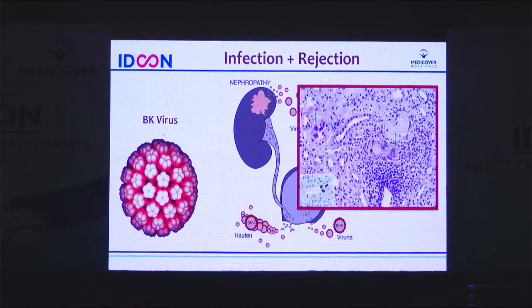That's how it's confirmed. And this biopsy shows the inclusion bodies in the tubules. That's the BK virus over there. It is confirmed by immunohistochemistry. And you have a tubulitis also. You have a rejection. BK virus with a rejection.